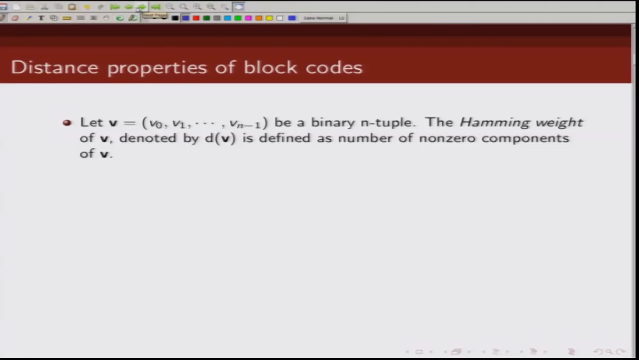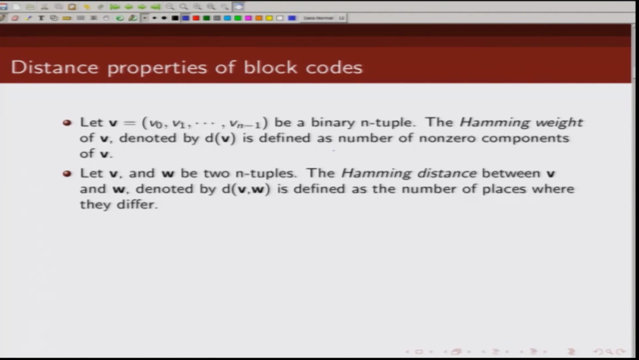I am first going to describe what is Hamming weight. So, if we have an n tuple, let us call it V. V is an n tuple, and since we are restricting our discussion to binary linear block codes, we consider a binary n tuple. So, this V0, V1, V2, up to Vn minus 1 could be either 0 or 1. We define the Hamming weight of this vector V as the number of non-zero components of V.